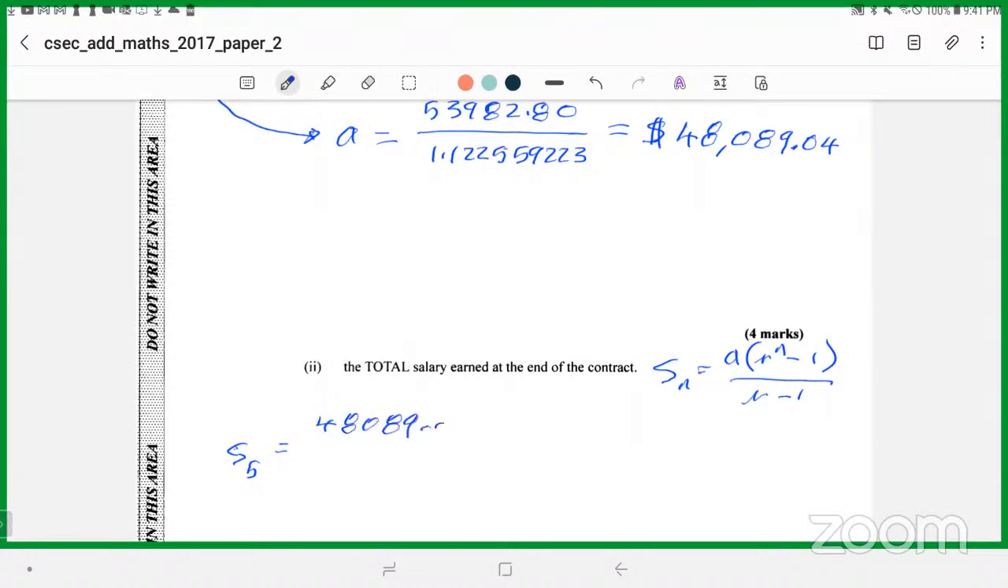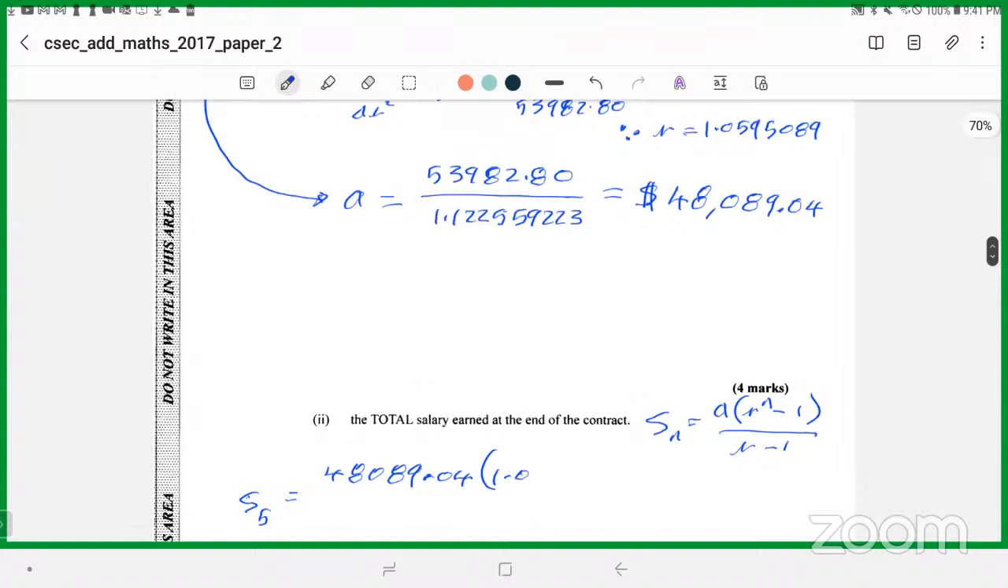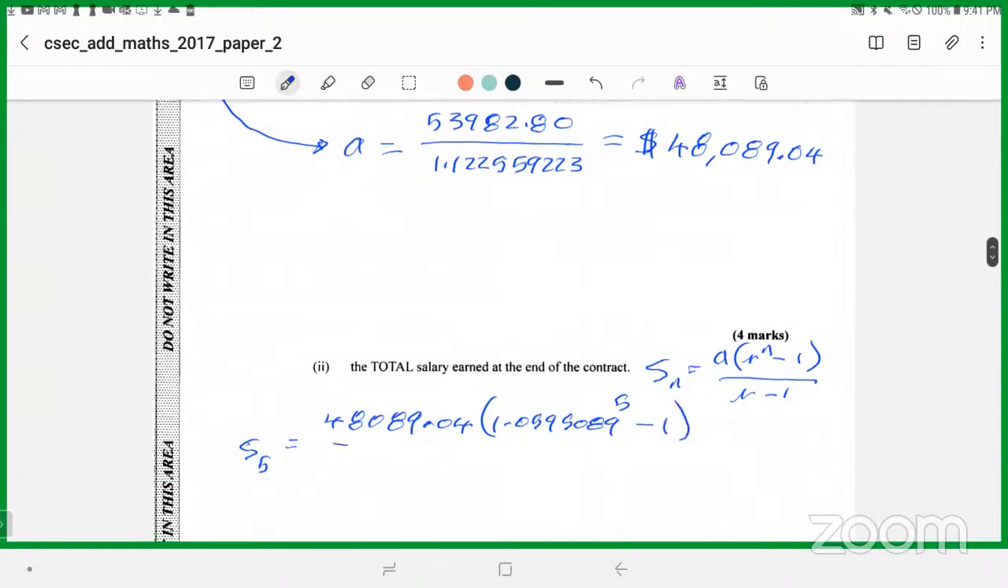089.04. That's why I don't like this question. The digits are too much, too long. Then it's 1 point, the R that we have, 1.059508 raised to the power 5 minus 1, divided by 1 r minus 1, right?